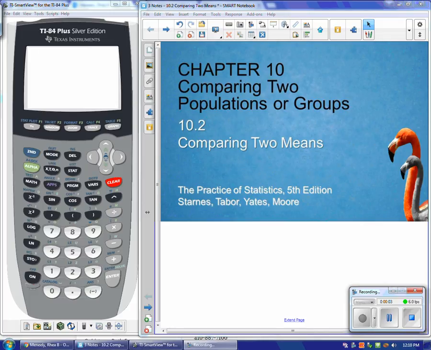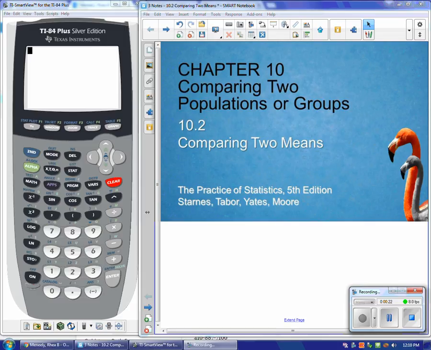Guys, it's Miss Maneely, and I'm going to go ahead and teach the lesson on chapter 10.2, inference for comparing two population means. So we're going to be looking at the sampling distribution for the difference between two means. We're going to be looking at confidence intervals as well as tests of significance.